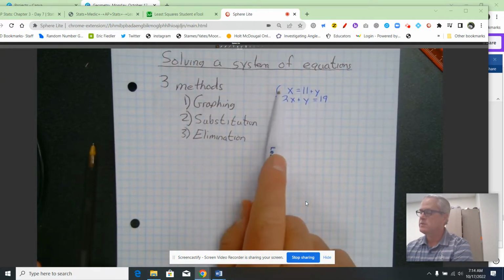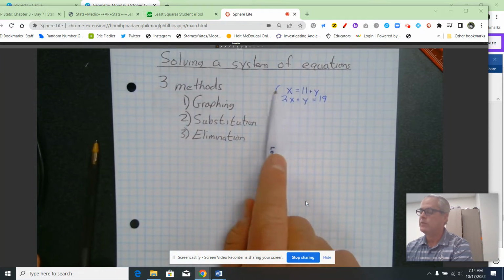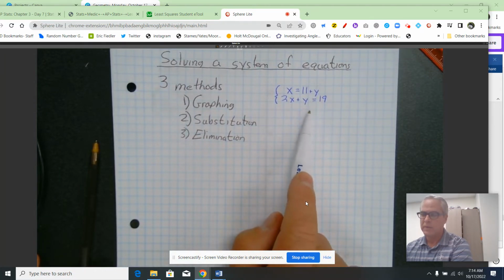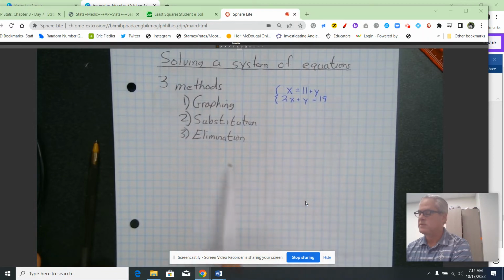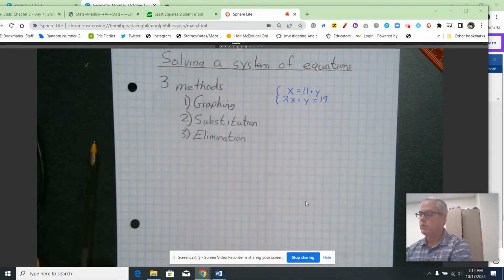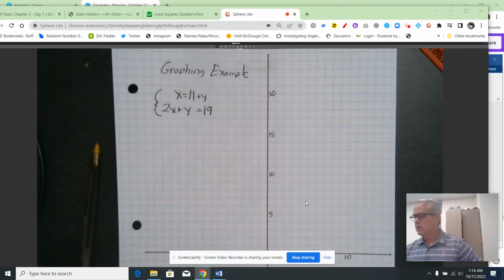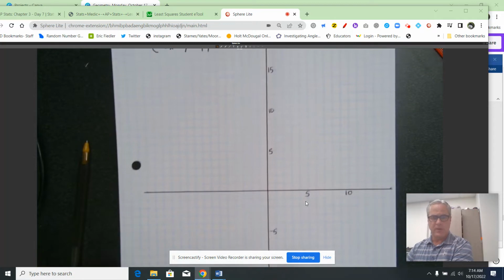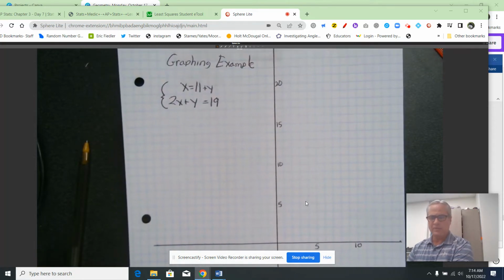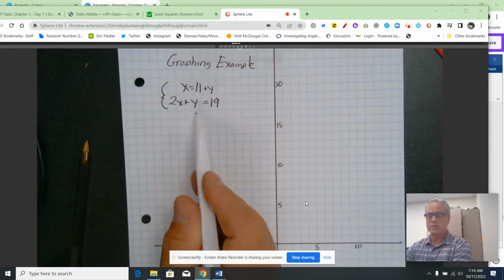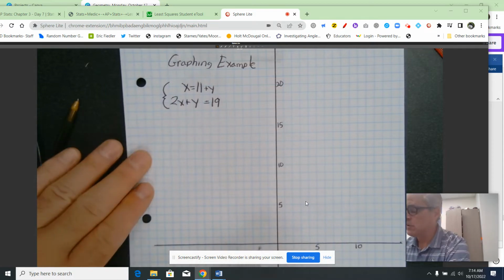This is called a system of equations, and what this is, is the graphs of two lines, not in y equals mx plus b form, but we'll talk about that in just a second. Three methods I want to show you are graphing, substitution, and elimination, in that order. Here's the first one. This is the graphing example. Notice I have a great big XY axis here, and I have the same system of equations.